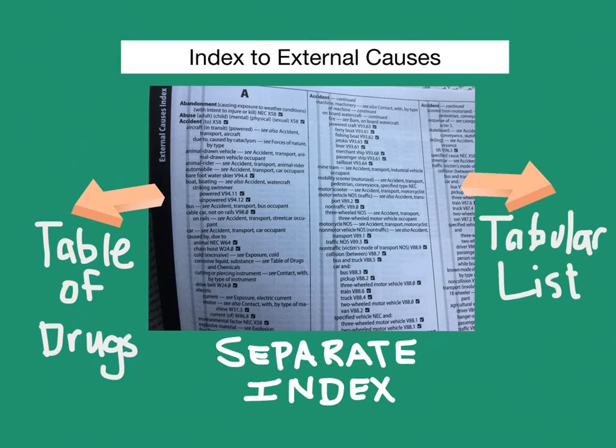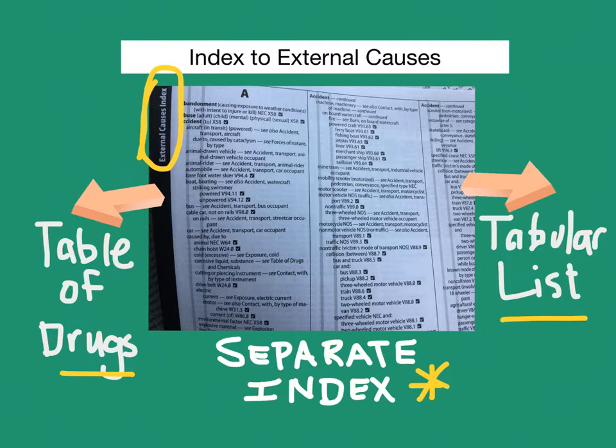This week, however, I do want you to note that external causes of morbidity codes do have their own separate index. Please look for this index today. It is located just after the table of drugs and just before the tabular list. Again, take a few minutes this week and number one, find this index. And number two, scan through the entries in the index to get a better idea of what these codes are all about.